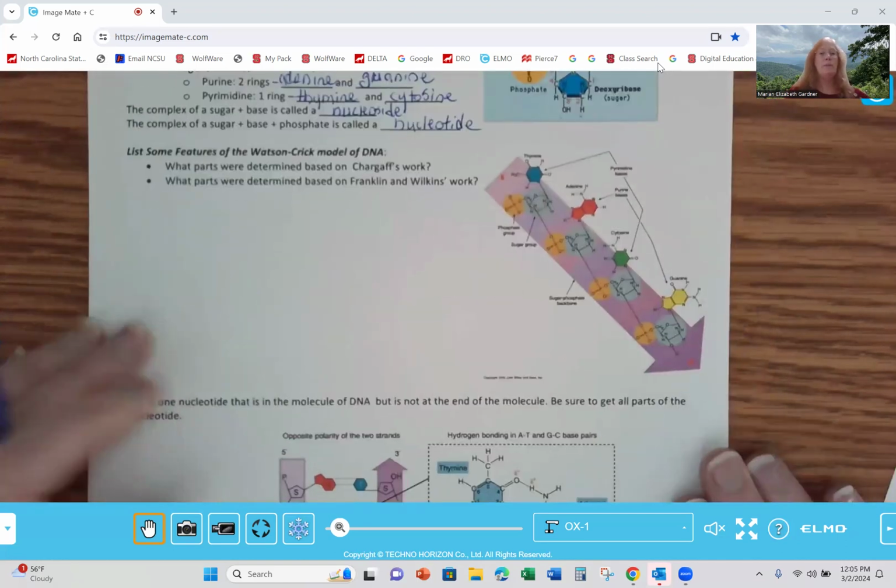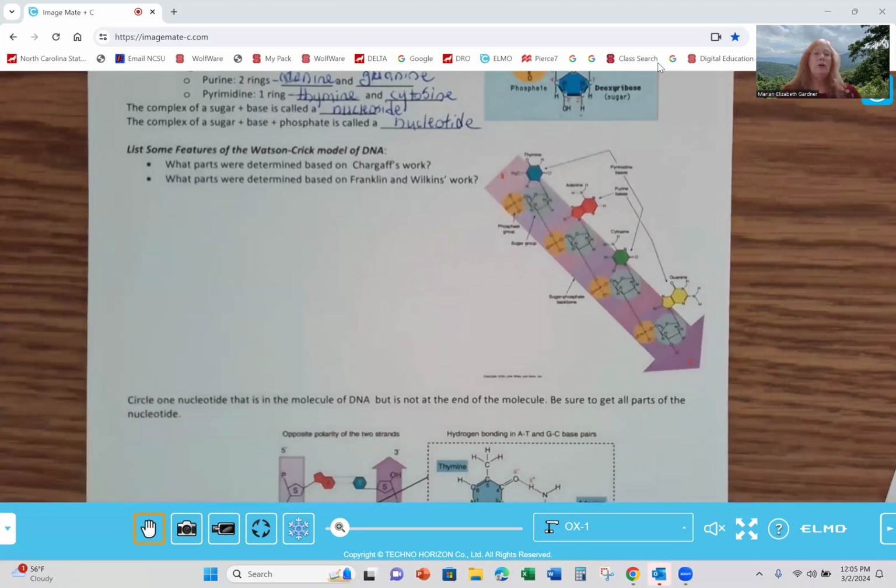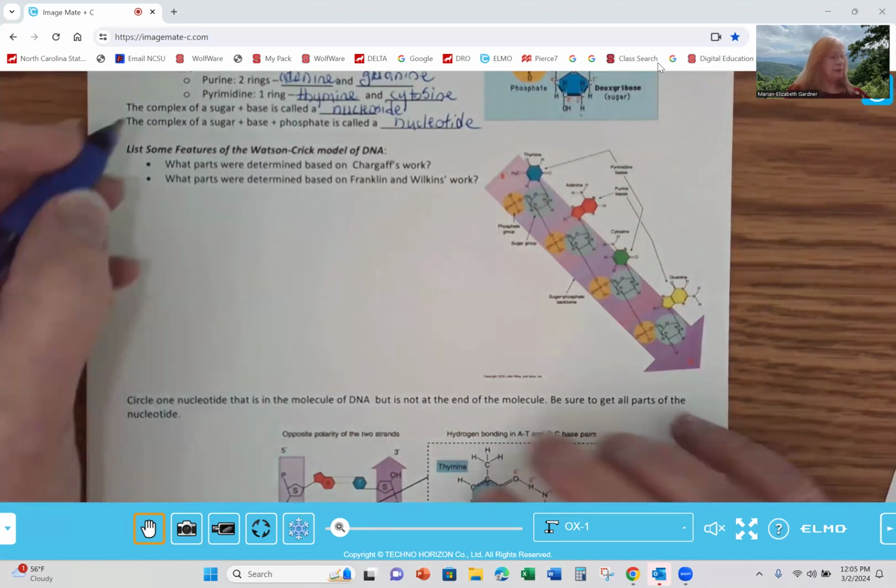In the lectures, we mentioned that Watson and Crick utilized information from Chargaff's work and from Franklin and Wilkins' work in order to come up with their model of DNA. So let's think about what some of the features are of the Watson-Crick model and how they incorporated information from Chargaff, Franklin, and Wilkins in order to get those features.